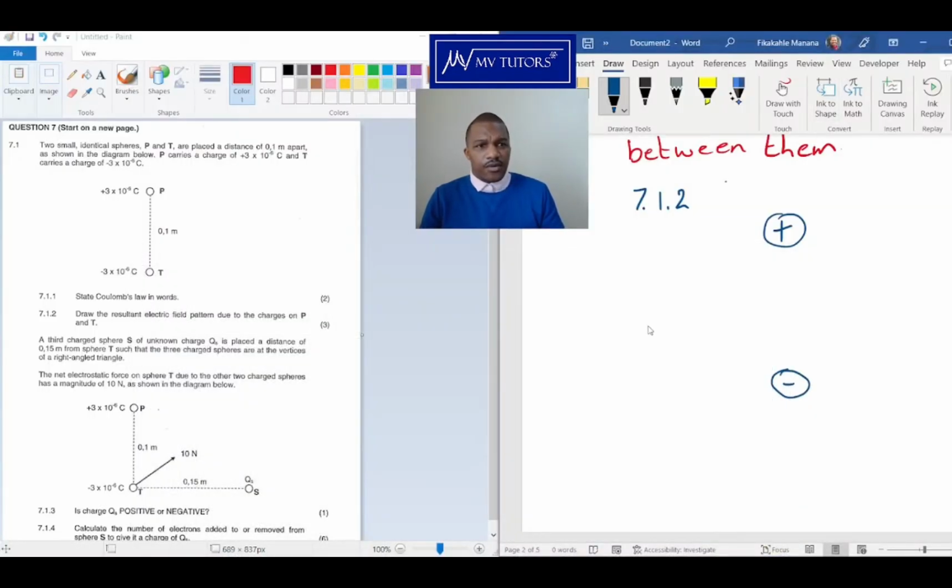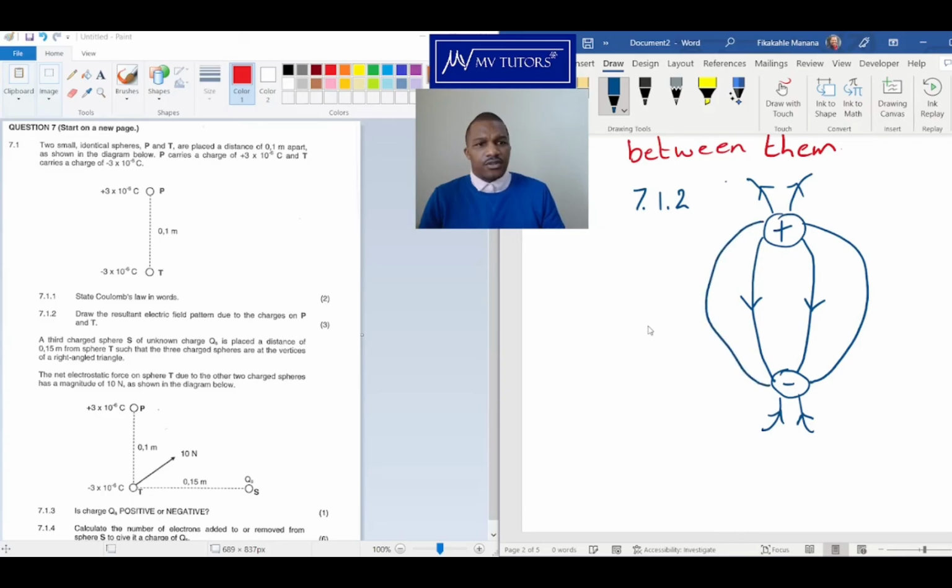So we saw that the field goes from positive to negative, that it goes away from the positive, and that it goes towards the negative. You can just add more lines for aesthetics so that it looks much better, but something like that is good enough. And then now let's go back to the question.